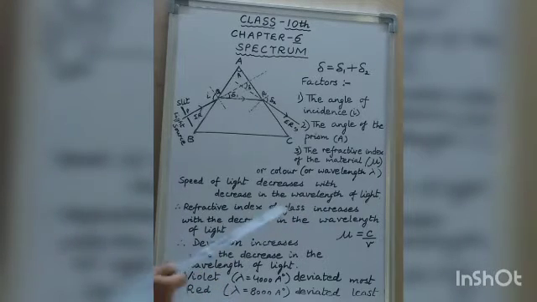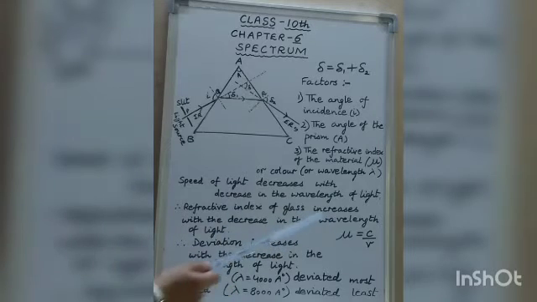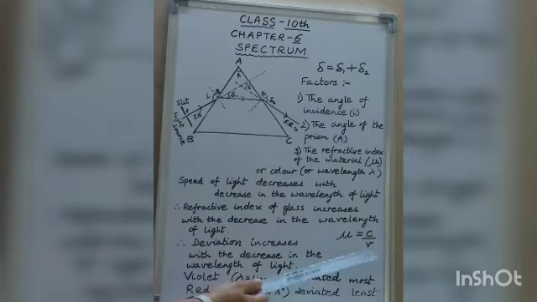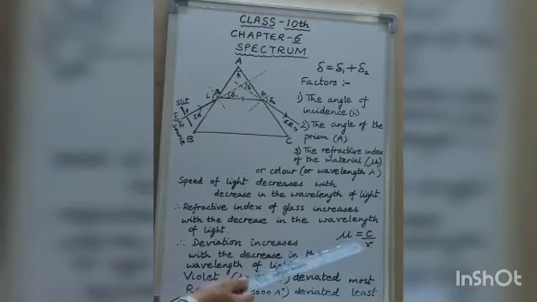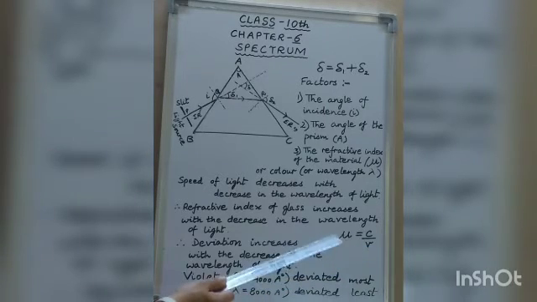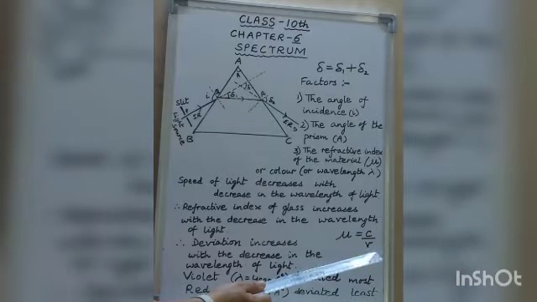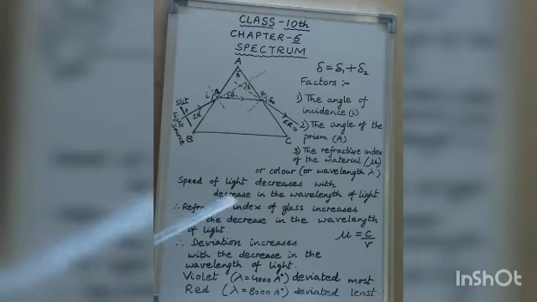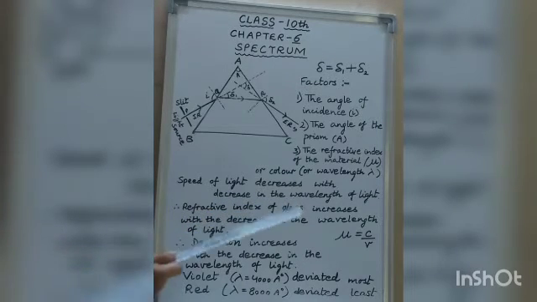So the refractive index of glass increases with the decrease in wavelength of light. As we have done, refractive index equals the ratio of the speed of light in air or vacuum to the speed of light in the medium. So the refractive index is inversely proportional to the speed of light in the medium. If the speed of light is more, refractive index will be less. And if speed of light is less, refractive index will be more. So the refractive index of glass increases with the decrease in the wavelength of light. Hence the deviation also increases with the decrease in the wavelength of light, because the deviation depends on the refractive index of the medium in which the light enters.